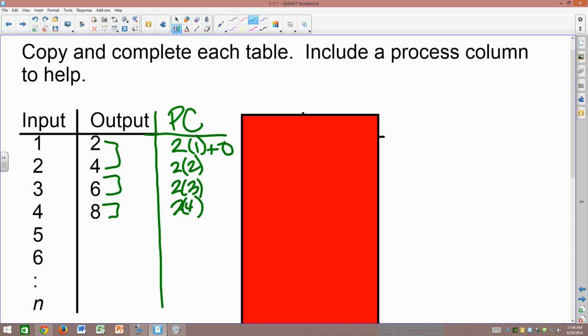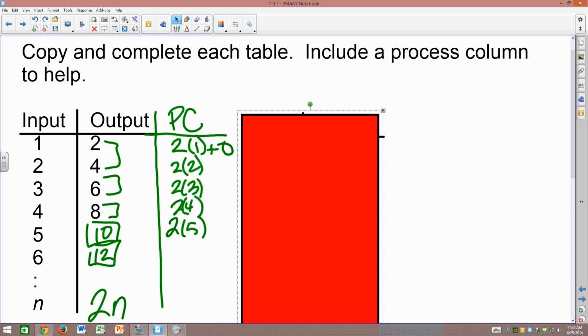Okay, so now we got some fill in the blanks we need to do. So if we plug in a 2 times 5, what are we going to get? 10. All right, so that's one thing we had to fill in. How about the next one? 12. Here's a tricky one. 2 times n. That's the rule. That's a simpler rule. No adding or subtracting. I think I get it.